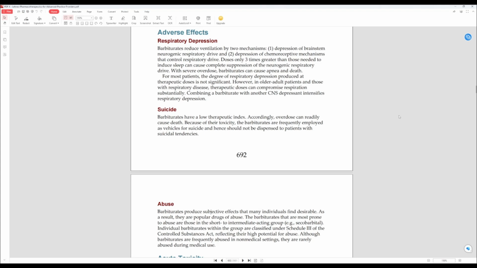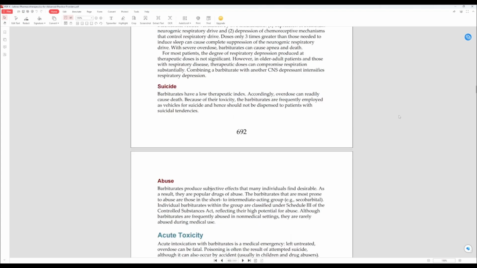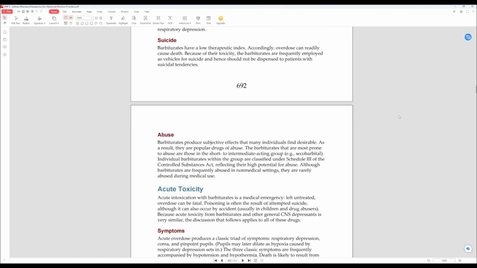For most patients, the degree of respiratory depression produced at therapeutic doses is not considered significant. However, in older adults and those with respiratory disease, therapeutic doses can compromise respiration substantially. Combining a barbiturate with other CNS depressants intensifies respiratory depression. In suicide, barbiturates have a low therapeutic index. Accordingly, overdose can readily cause death. Because of their toxicity, the barbiturates are frequently employed as a vehicle for suicide and therefore should not be dispensed to a patient who has suicidal tendencies.